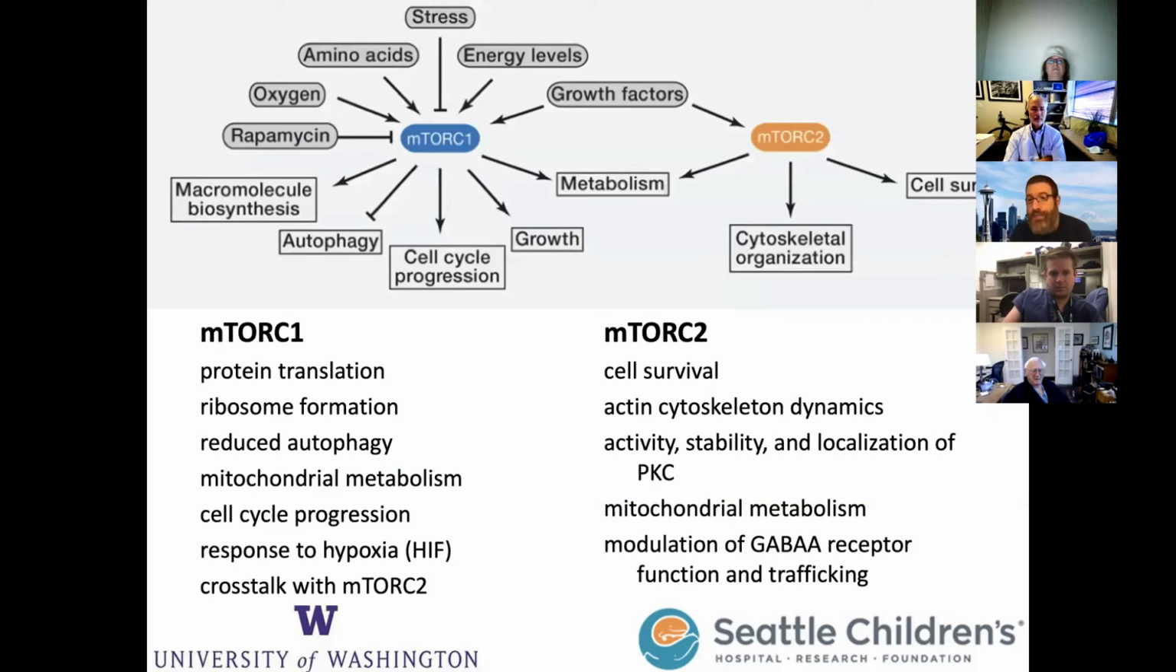mTOR complex 1 is mainly responsible for protein translation, ribosomal formation. It changes autophagy. It's involved in metabolism and progression through the cell cycle, which is why in some cases, mTOR dysfunction can lead to an oncologic phenotype, which we don't see in cortical dysplasia, but we do see in other types of tumors. And then mTOR complex 2 is mainly involved in cell survival, but also has a role in actin cytoskeleton dynamics and GABA A receptor trafficking, which is, I think, going to be quite relevant to some of the things that I'm going to talk about in a minute.